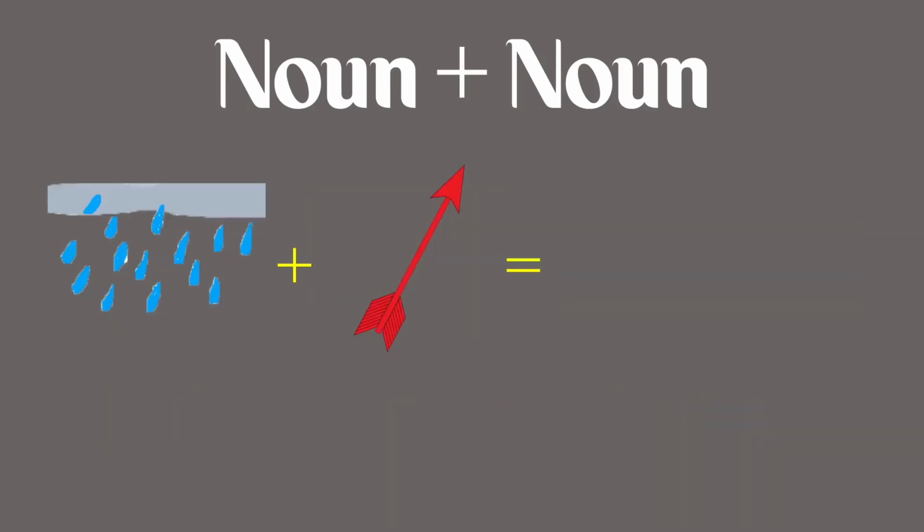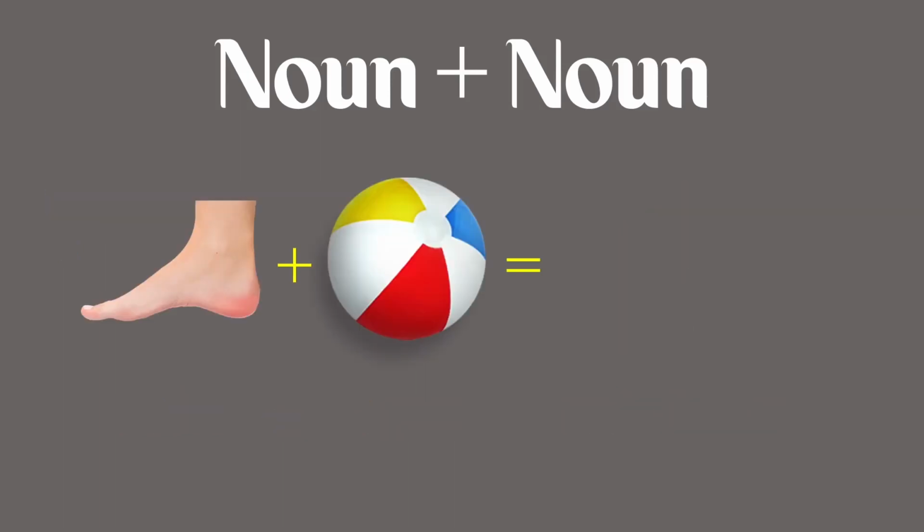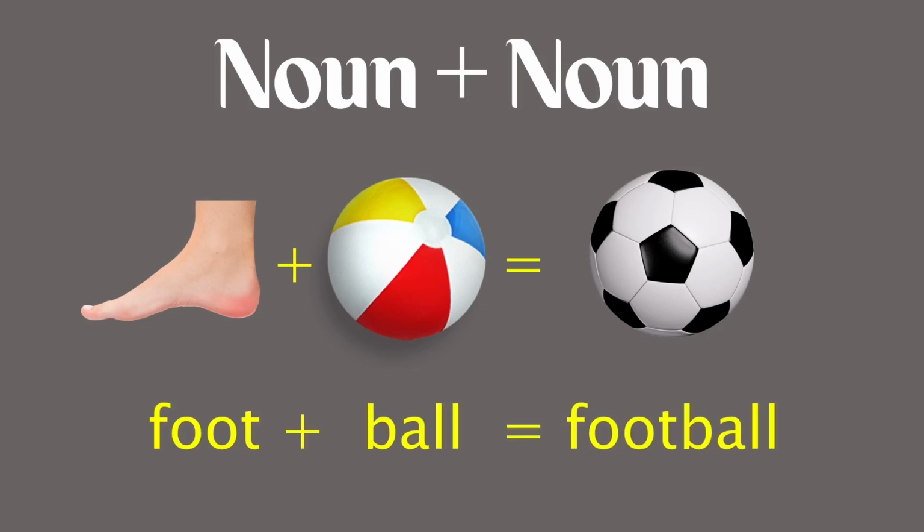What about this one? I think you could guess the answer already. Rain plus bow. Together, rainbow. Can you guess this compound word? Yes, you are right. This one is football. Because first picture is foot, next one, ball. Together, it creates a new word, football.